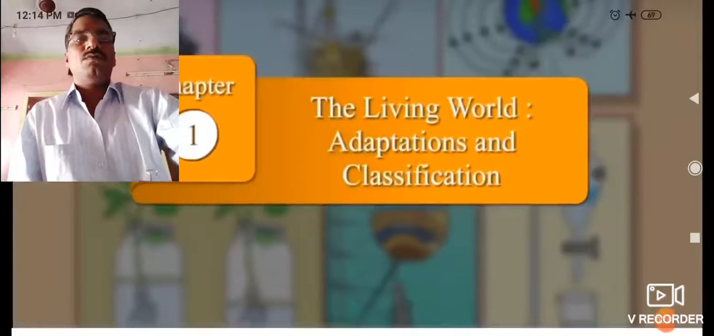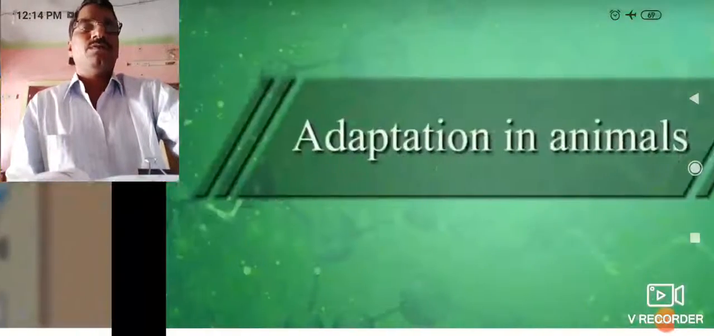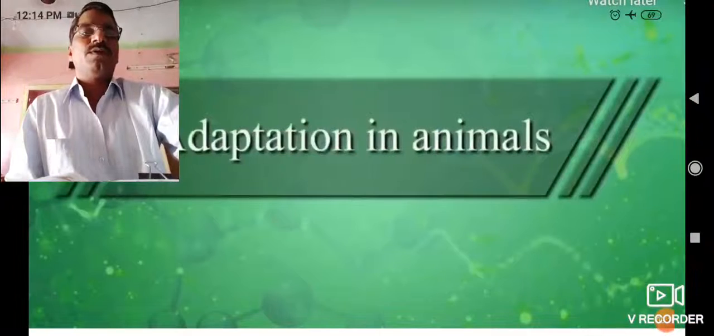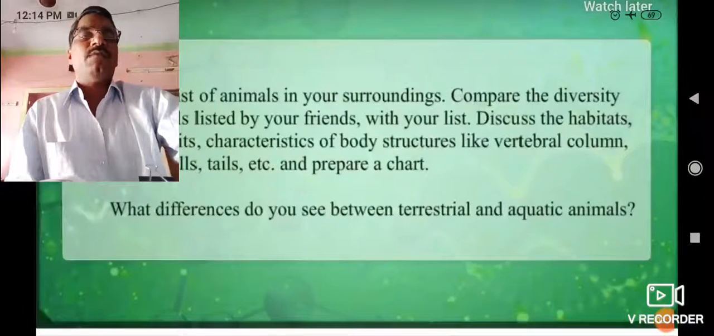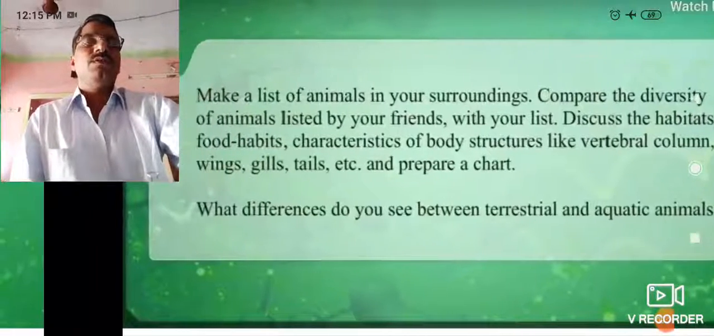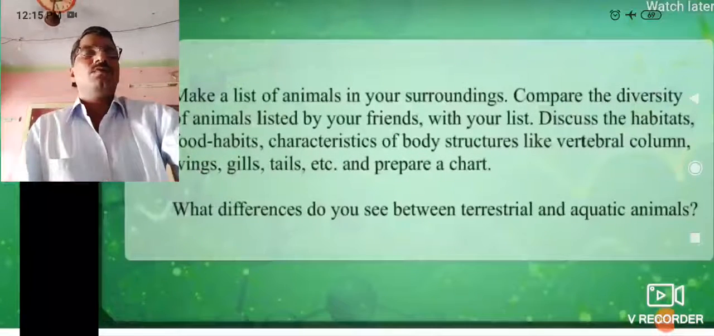Hello, dear students. Today we continue Chapter 1, The Living World: Adaptation and Classification. Today we will study adaptation in animals. Make a list of animals in our surroundings. Compare the diversity of animals listed by your friends with your list.